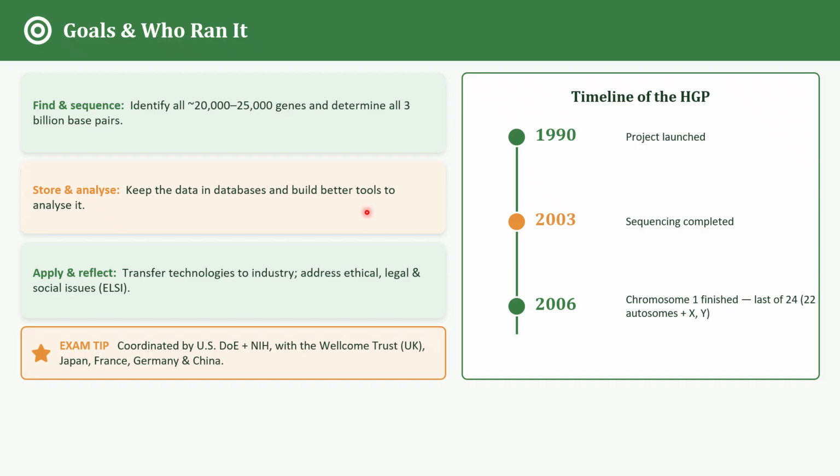Okay, next one is transfer technologies. The technologies developed during this Human Genome Project could also be transferred to other areas, especially industries and the field of biotechnology. Next is to address the ethical, legal, and social issues. The short form is ELSI. For example, genetic information raises questions about privacy of genetic information, use of genetic data, discrimination based on genetic information, and ethical concerns related to genetic testing.